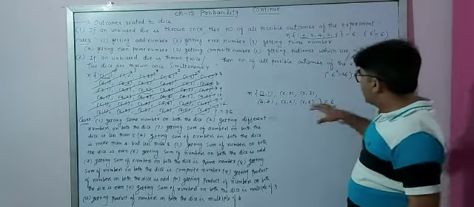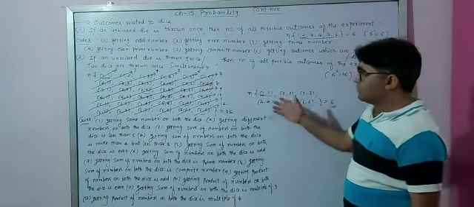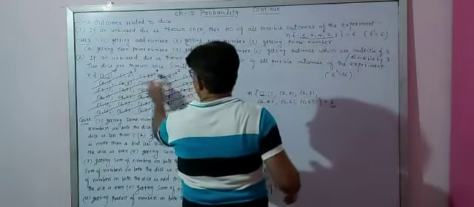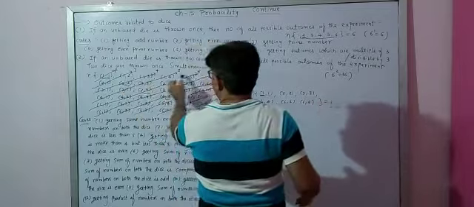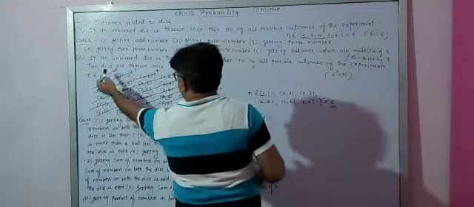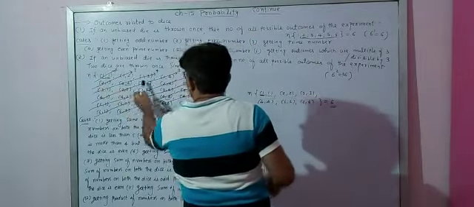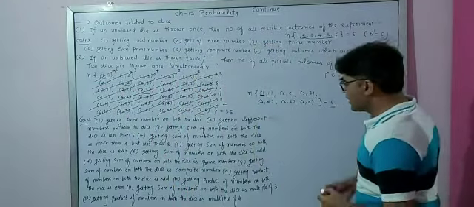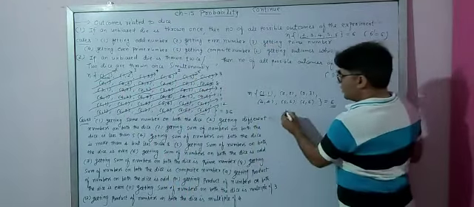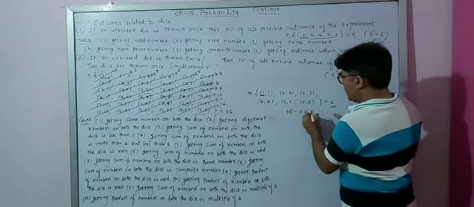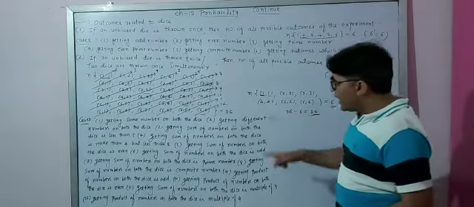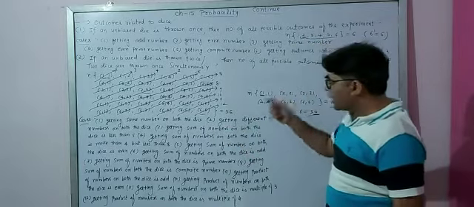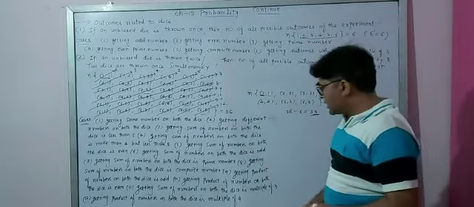Now second is getting different number on both the dice. That means the rest of these outcomes. Here in the first line, these are the outcomes which are the rest of this one, and these are the outcomes which are the rest of this one. So how many outcomes will be included in the second case? That is 36 minus 6, it means 30. So 30 outcomes will be included in that second case, means getting different number on both the dice.